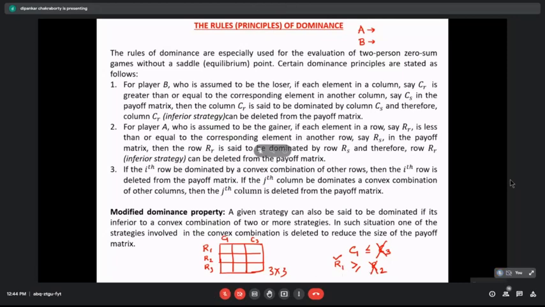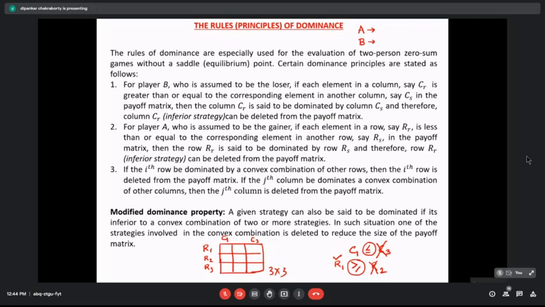Yes, R1 is greater than or equal to R2 means basically each element of R1 will be greater than or equal to each element of R2. C1 is less than or equal to C3 means each element of the first column is less than or equal to each element of the third column. Now, it may not happen that every element of R1 and R2 satisfy this relation. Or it may not happen that every element of C1 satisfies this relation with C3. In that case, we cannot apply this rule. We cannot delete C3 here. We cannot delete R2 here.